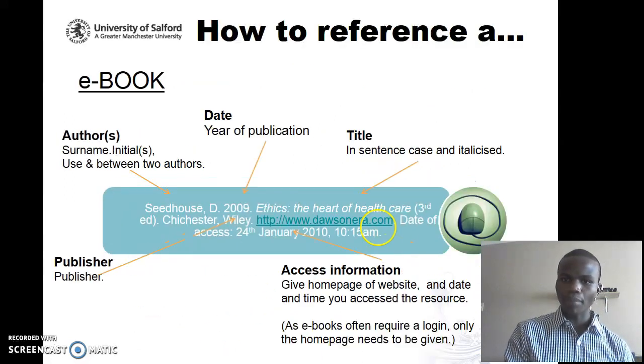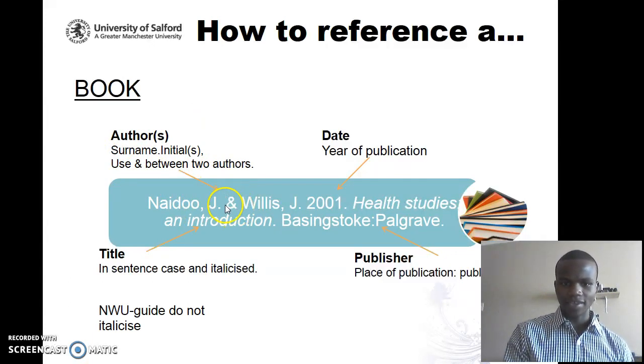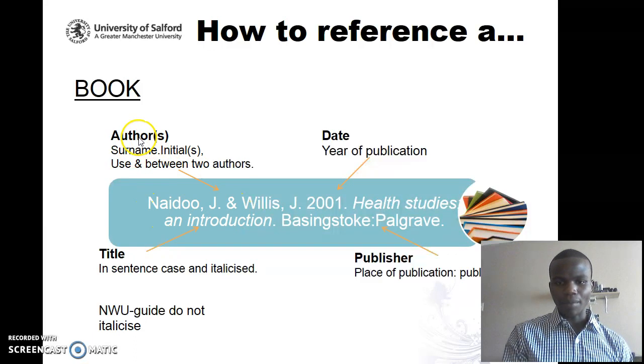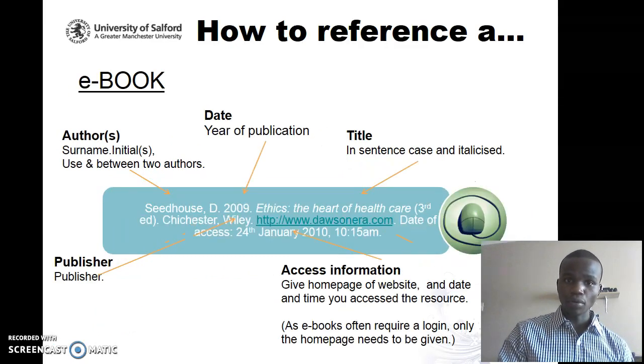This will show you how to reference a book. This shows you how to reference a book, author's name. You need to know where to write a comma. You must know that we use this and this. The authors, the date or year of publication, the title. You must make sure that the title is italicized. And the publisher, place of publication. This is how we reference a book. This is how we reference an ebook.